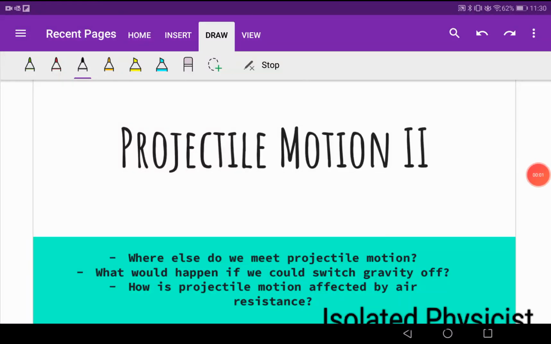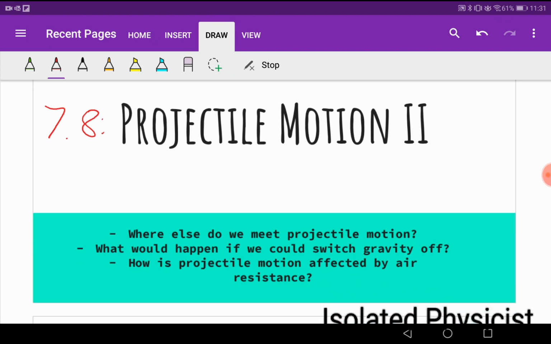Morning guys, I'd like to give you a lecture on Projectile Motion 2. So this is 7.8 in the book. What we're going to be covering this morning is where else do we meet projectile motion aside from just the standard that we've been covering before. We're going to look at what would happen if we could switch gravity off. And we're going to look at how is projectile motion affected by air resistance, or air in general.